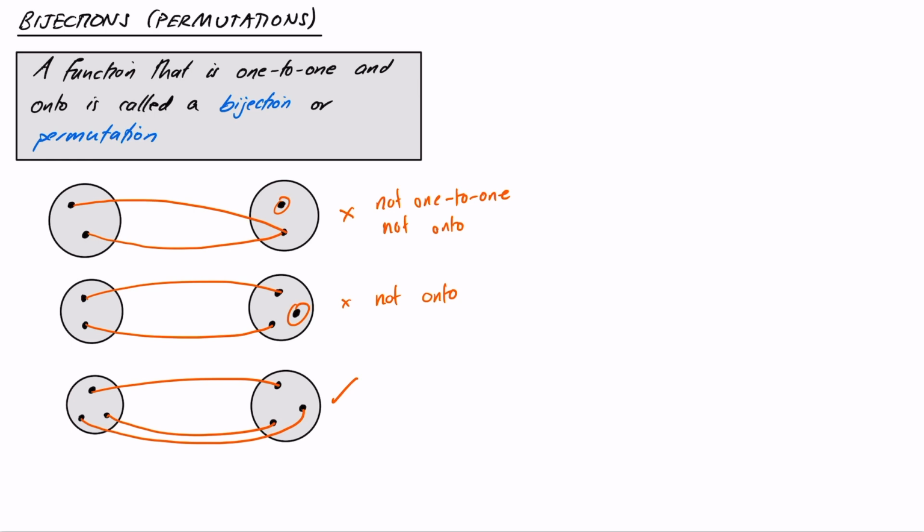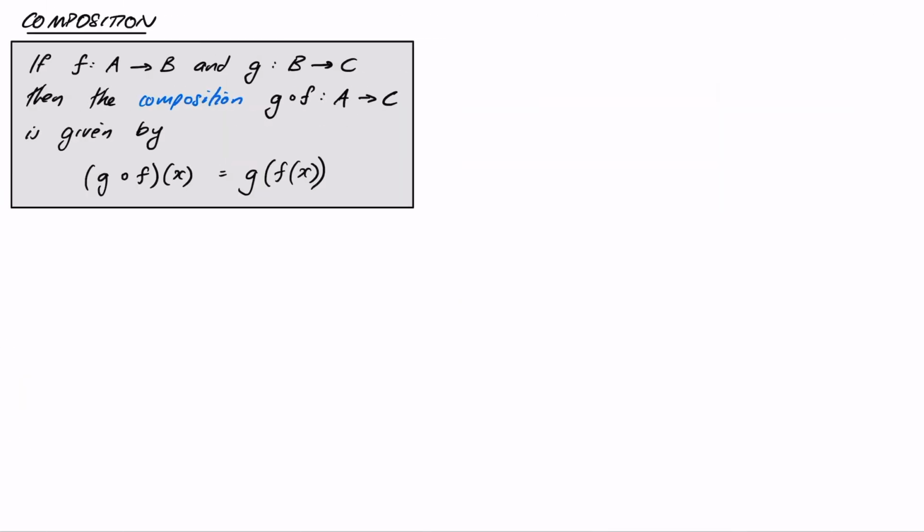Okay, the last thing I want to look at is composition. Let's say I've got two functions f and g, where f takes A to B and g takes B to C. Then the composition, which we write as g circle f, I'll explain why it's in reverse order in a second, takes A from the first one and maps it to C, through B as an intermediate. It is given by g composed with f of x equals g of f of x. So x goes into f first, and then the result of that goes into g.